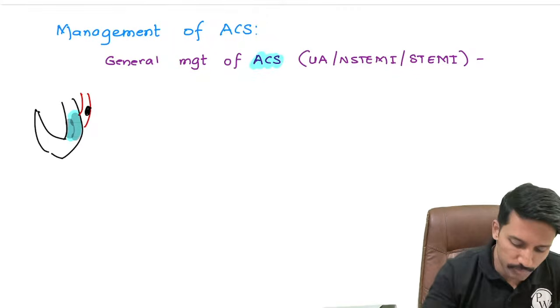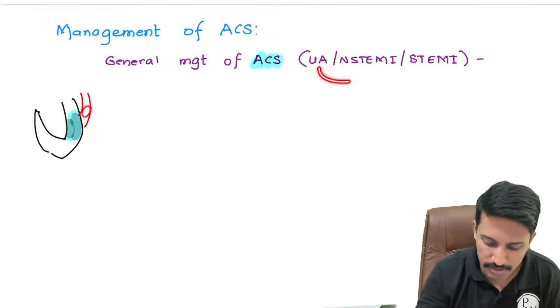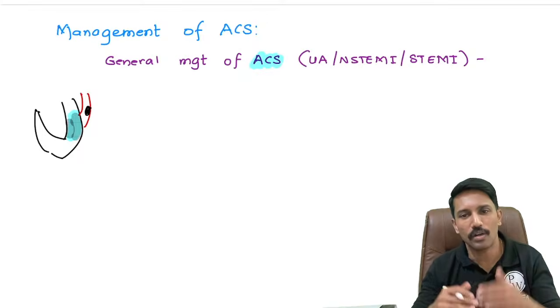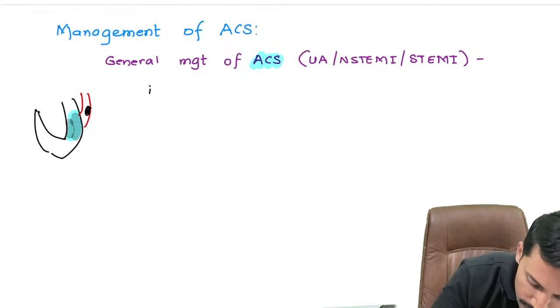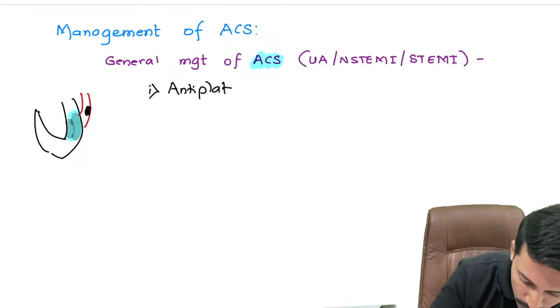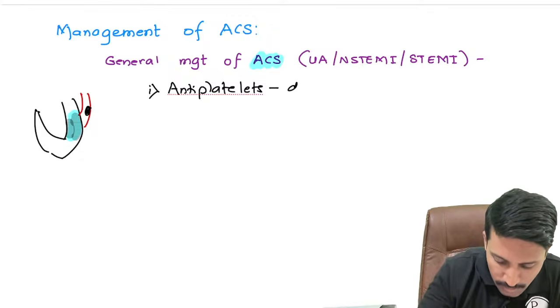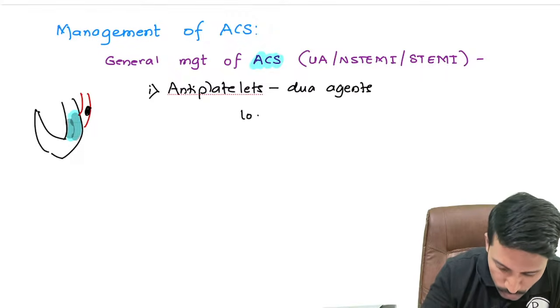So number 1, we have to remember that there is a clot which may propagate, become bigger and cause more problems. If it is unstable angina, it may become NSTEMI, and NSTEMI may become STEMI. So I have to halt the clot propagation, right? So first thing that I will do to achieve that is antiplatelets. So any patient of acute coronary syndrome should be given antiplatelets. How many antiplatelets? Dual agents, and we should be giving loading dose.